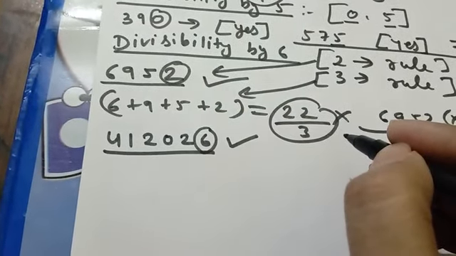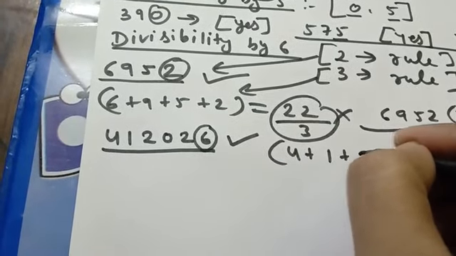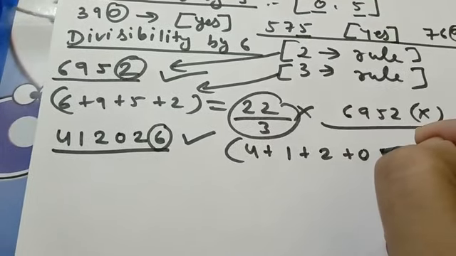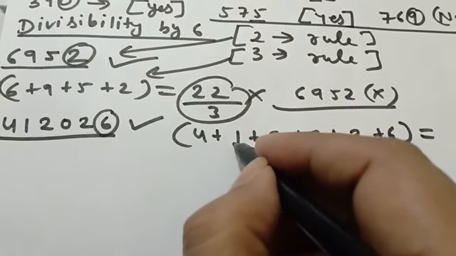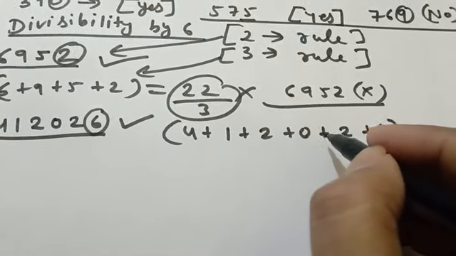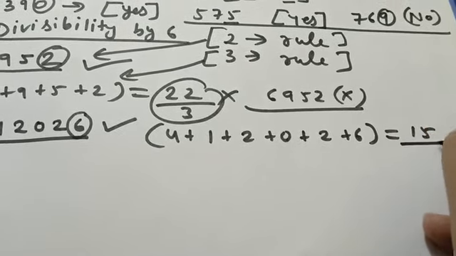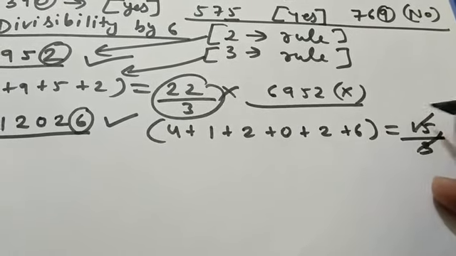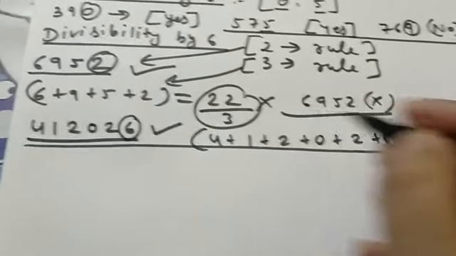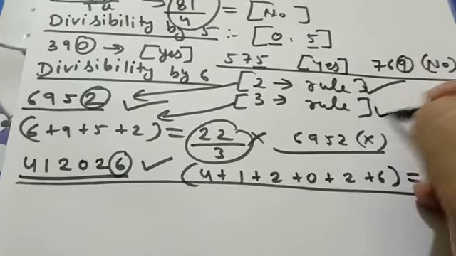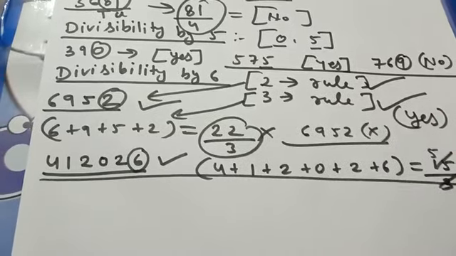Now applying the rule of 3. So 4 plus 1 plus 2 plus 0 plus 2 plus 6. Adding the numbers: 4 plus 1 is 5, 5 plus 2 is 7, 7 plus 2 is 9, and 9 plus 6 is 15, and 15 is divisible by 3. So we can say this number is divisible by both, by rule 2 and by rule 3. So the whole number is divisible by 6. The answer will be yes.